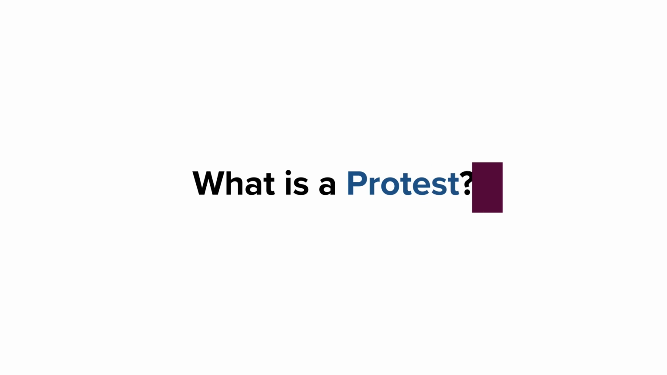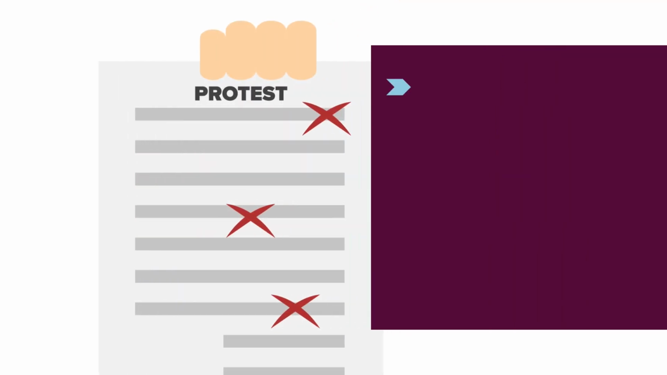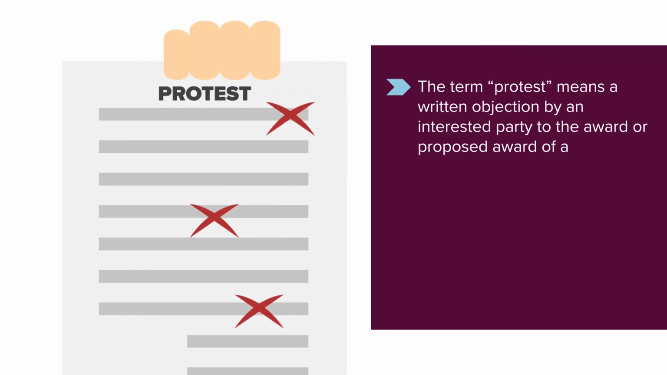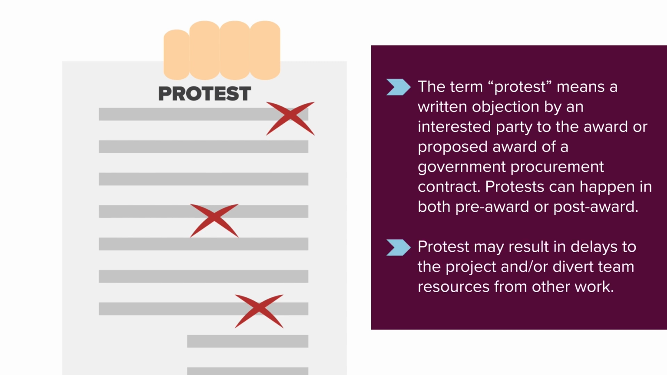What is a protest? As a reminder, you care about all this because the last thing you or the acquisition team wants is a protest which will delay your mission work. The term protest means a written objection by an interested party to the award or proposed award of a government procurement contract. Protests can happen both in pre-award or post-award. Protest may result in delays to the project and/or divert team resources from other work.